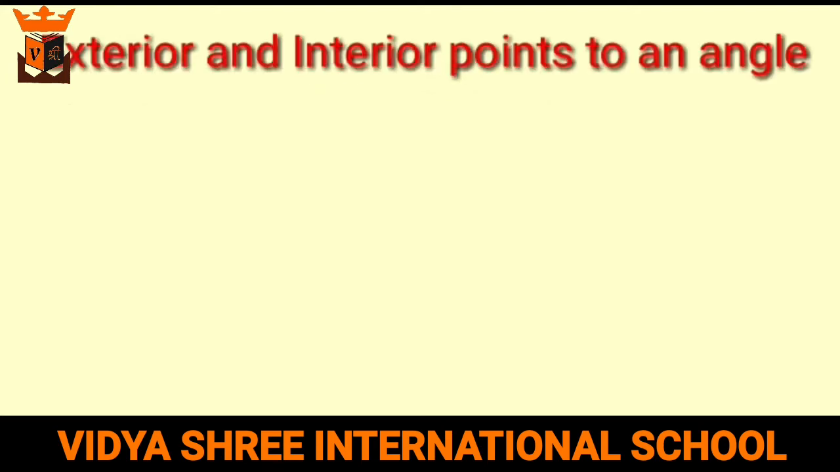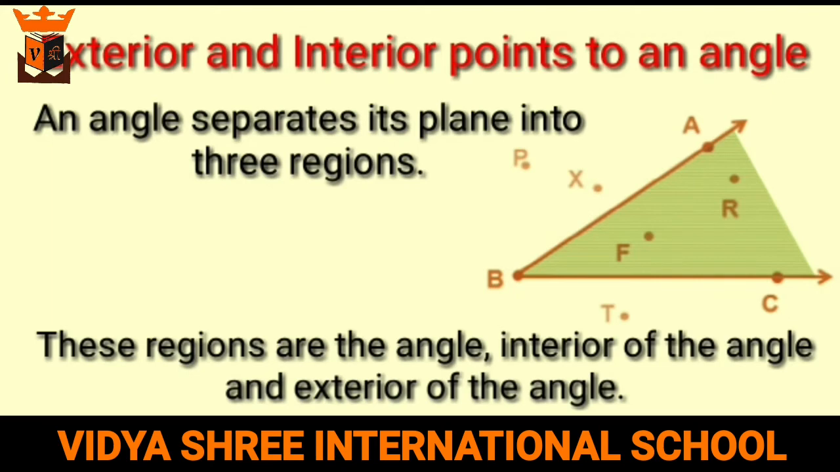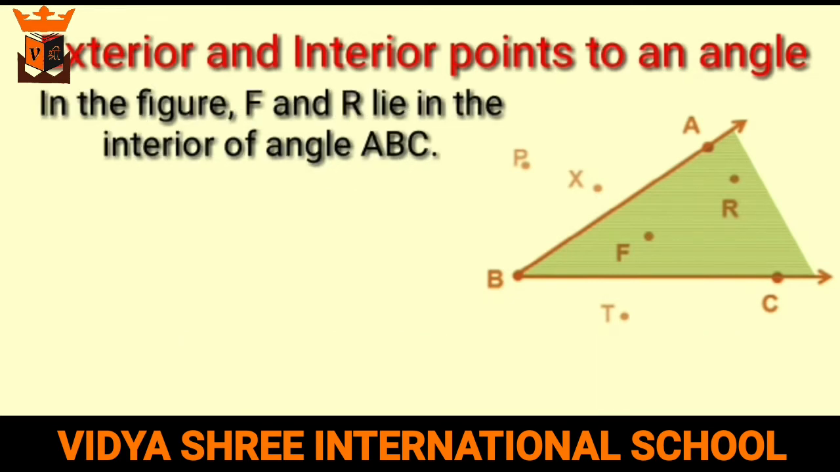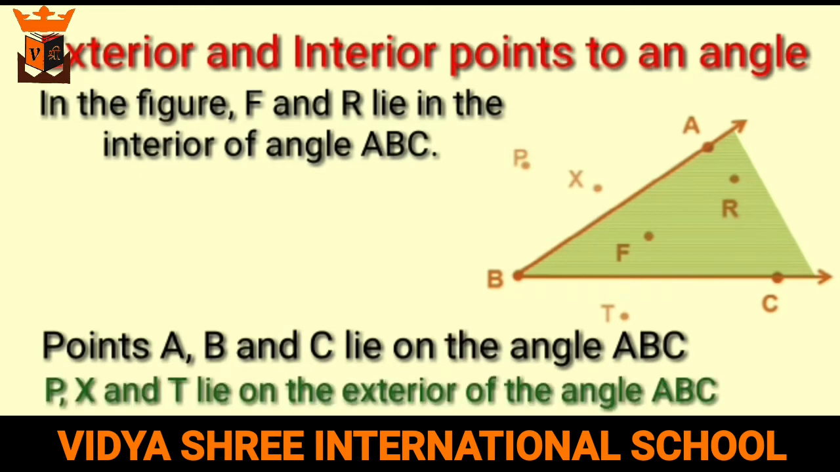Exterior and interior points to an angle. An angle separates its plane into 3 regions. These regions are the angle, interior of the angle and exterior of the angle. In the figure, F and R lie in the interior of angle ABC, and points A, B and C lie on the angle ABC, and P, X and T lie in the exterior of the angle ABC.